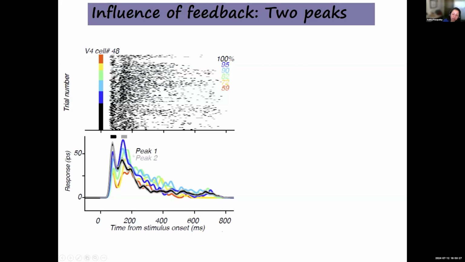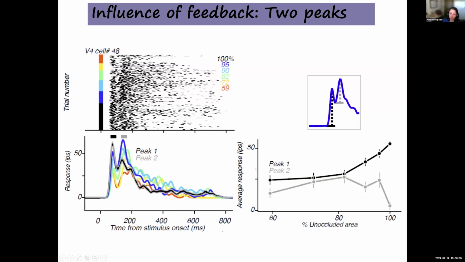So if we were to plot the responses during the first and the second peak as a function of occlusion level, which is what I'm showing you here. So x-axis is the level of occlusion, y-axis is the response during these two time periods. For the response during the first transient peak, responses are strongest for the unoccluded stimulus, and they decline with increasing levels of occlusion. For the second transient peak, however, you have an inverted U function where the responses are strongest for the intermediate levels of occlusion.